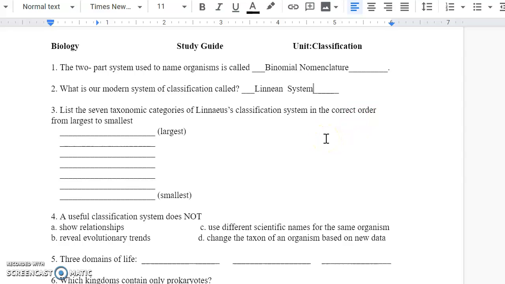Number 3 is list the 7 taxonomic categories of Linnaeus' classification system in the correct order from largest to smallest. Well, this is where we said we needed to sing: kingdom, phylum, class, order, family, genus, species. So here we have kingdom is our largest.